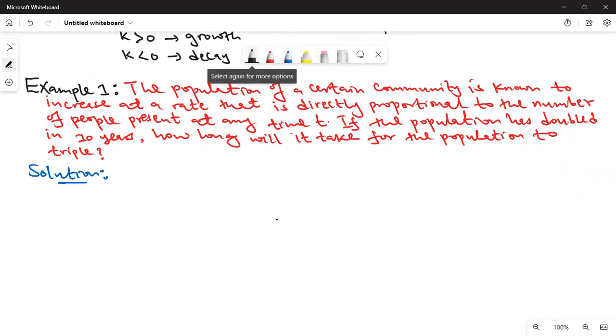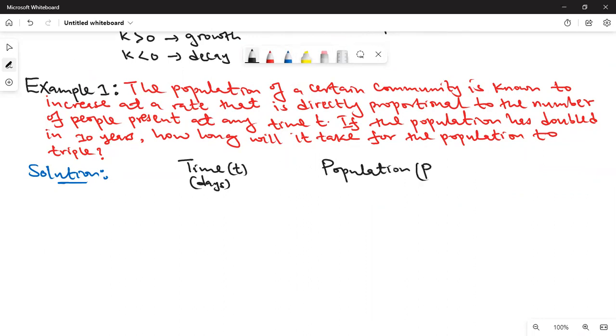First of all, we need to analyze the information. We have time, denoted by T, and now time is in days. And we have the population. Let the population at any time T be equal to P. That represents the number of people. We know that when time is equal to zero, the population is P naught, a constant value. Again, we are told that after 10 days, when T is equal to 10, the population has doubled. So that is 2 times P naught.